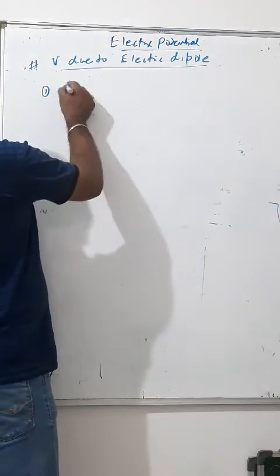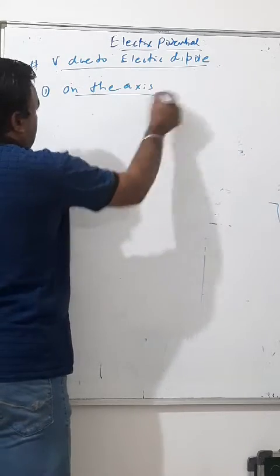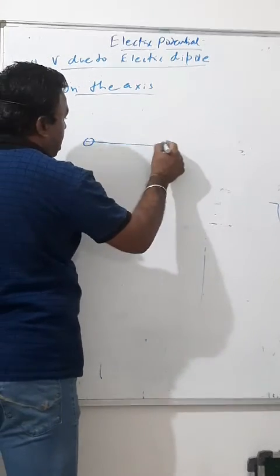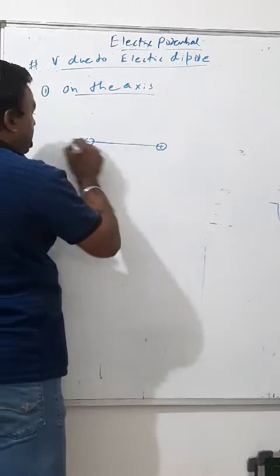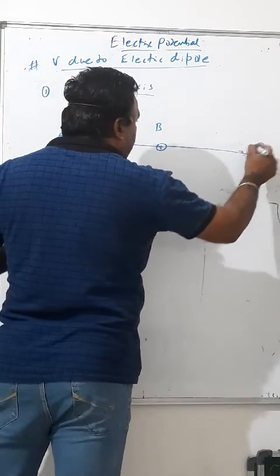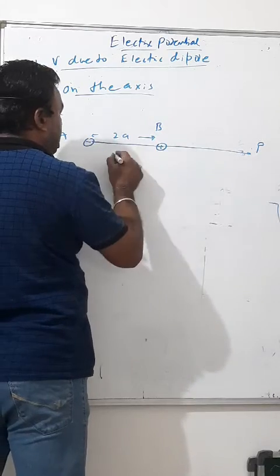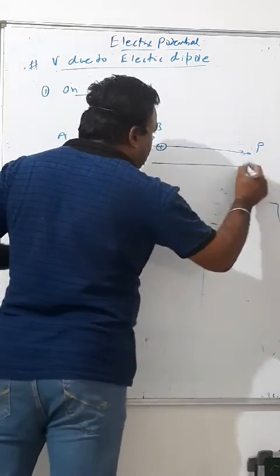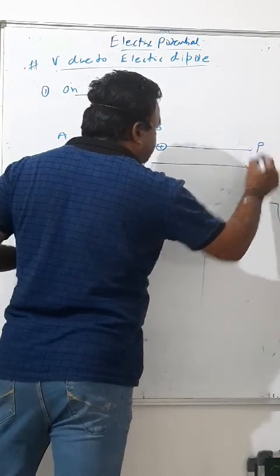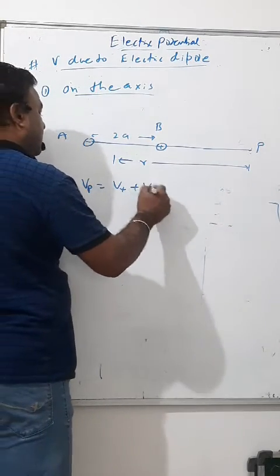First, of course, on the axis. Here I take minus q charge, here plus q charge, is point A, is point B. This distance is 2A, this distance is R. VP, V plus plus V minus.